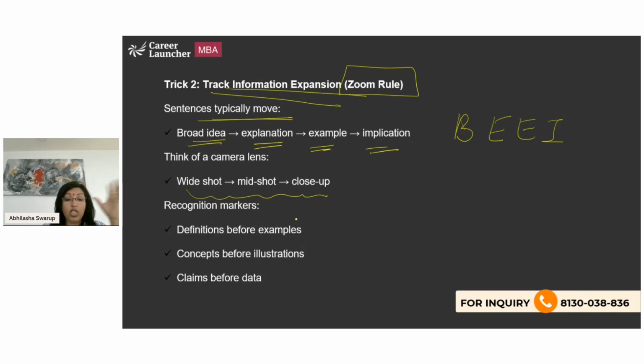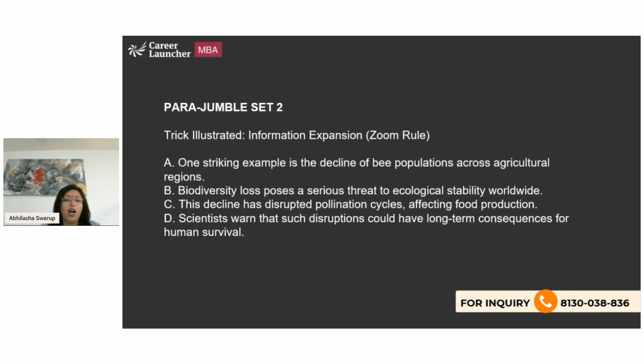Recognition markers. Now this is important, that the definition will come before the example. Please first define, then only give an example. A concept will come before an illustration. Concept first, illustration later. Claims will come before data. You have to first claim, okay, national income is the primary indicator. And then you bring out the data and say, okay, here is the data, and this shows that national income has to be the primary indicator, or whatever else you're talking about. So remember to track information expansions, zoom in. Okay. All right, here's your question.